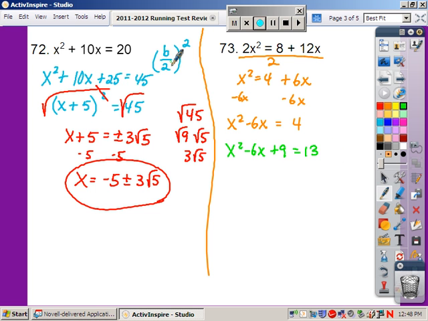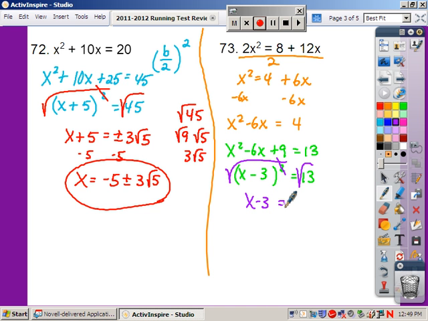And again, I'm getting it from this idea. Negative 6 over 2, that's negative 3 squared, positive 9. Add it here and add it here. Okay, I can do perfect square trinomial now. That's going to be x, the sign of that, and the square root of that. Now I can square root to cancel out the square. Okay, square root of 13.